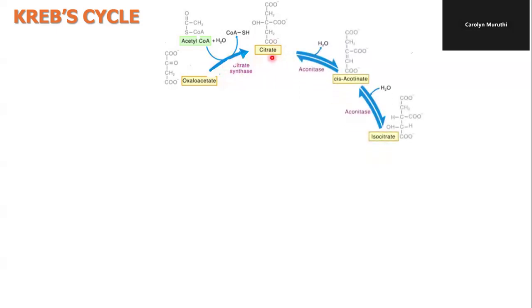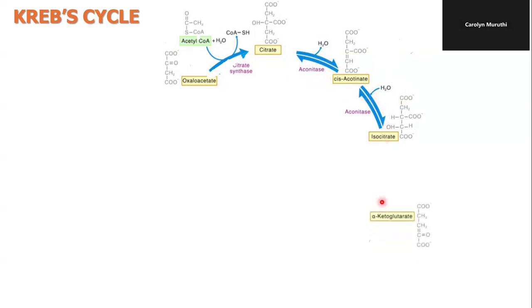Now, citrate is then converted to isocitrate via cis-aconitate. This is important to rearrange the carbon molecules so that they're able to be acted upon by the subsequent enzyme. So citrate is first converted to cis-aconitate, where we have a dehydration reaction, that is the removal of water. And then the next step is hydration, that is addition of water, reactions which are catalyzed by aconitase.